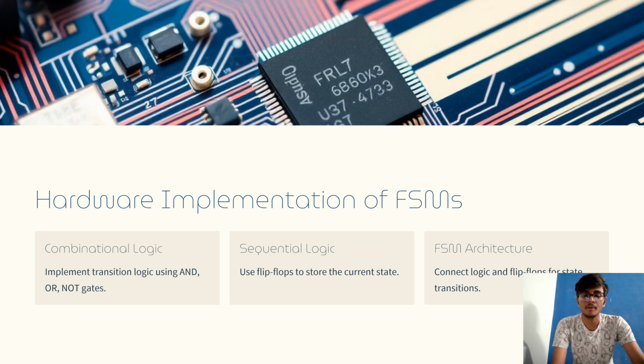The third type of implementation of FSMs is FSM architecture. Connect logic and flip-flops for state transition. A finite state machine architecture consists of three main components. First is the state register, meaning sequential logic that stores the current state. Second is next state logic, meaning combinational logic that determines the next state based on inputs. Third one is output logic. Output logic generates output based on states and inputs.